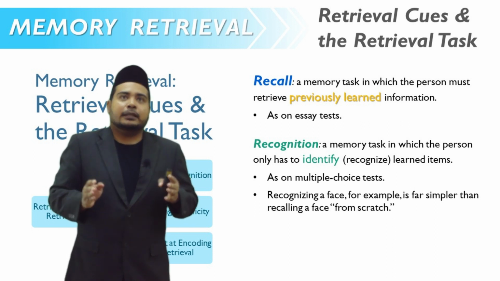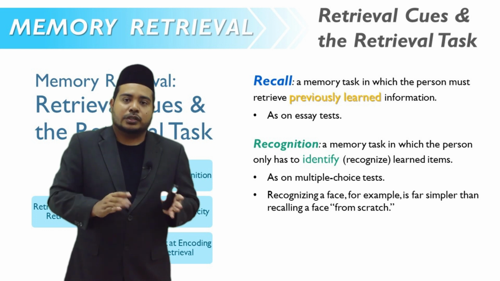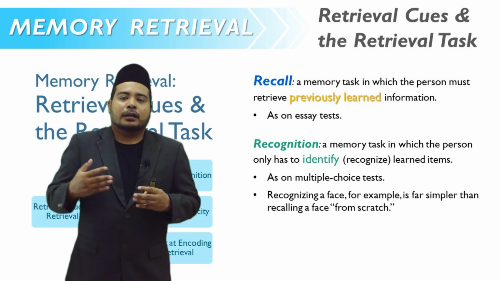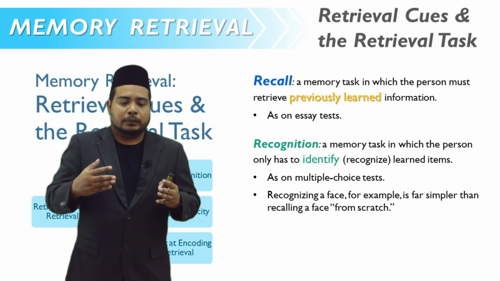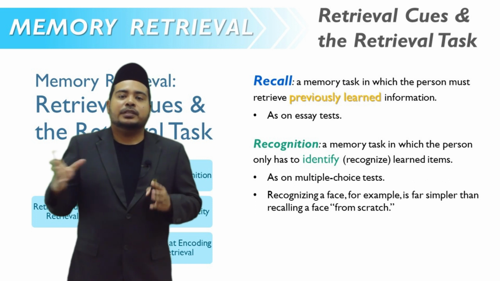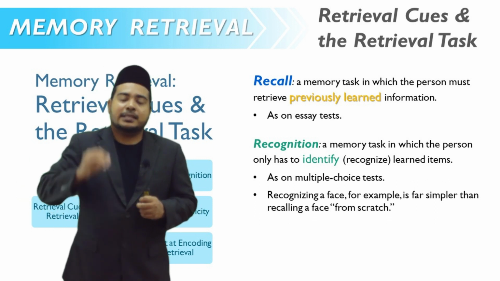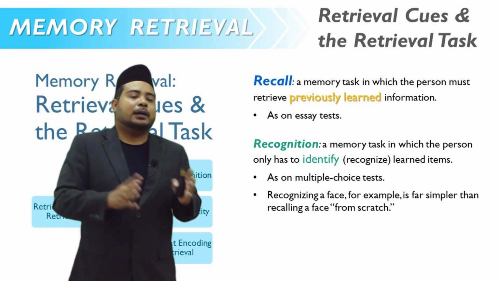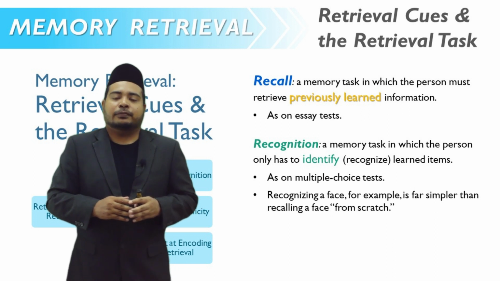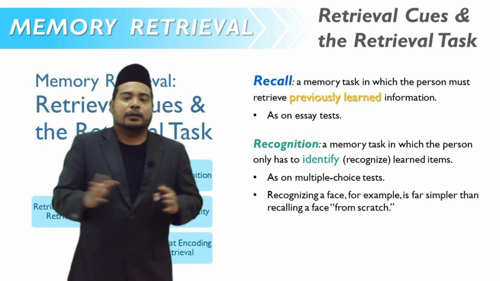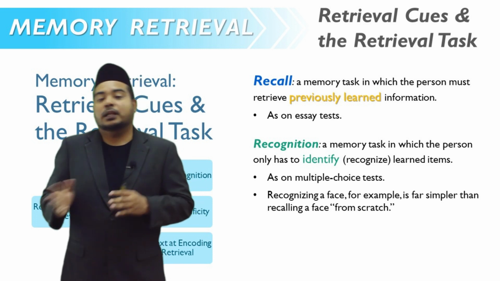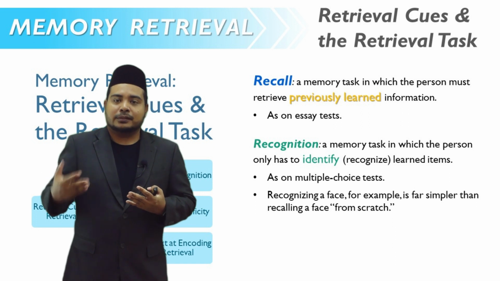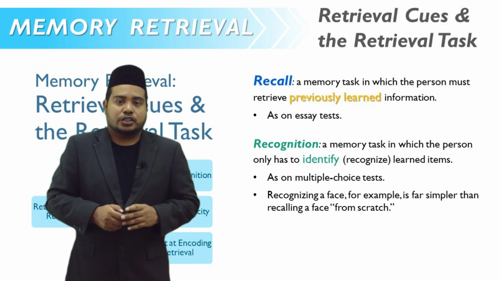In recognition, as compared to recall, we are recognizing a face. For example, when people ask us to identify who this public figure is, it's far simpler than asking people to recall who the public figures were who were involved in the independence of Singapore, or the independence of Malaysia. So recall is a more difficult task as compared to recognition.